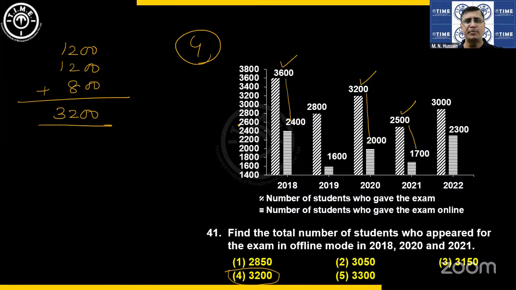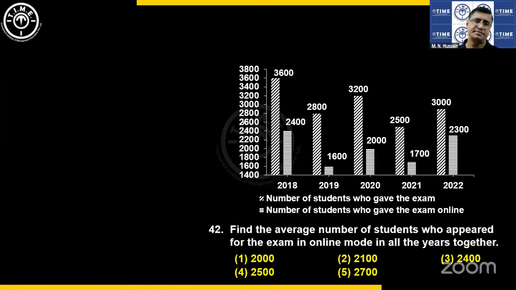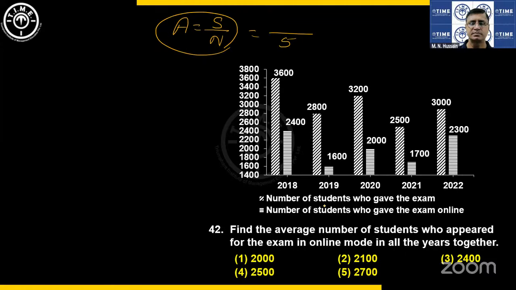Now look at the next example on your screen. Find the average number of students who appeared for the examination in online mode in all the years together. What to find? Average. Average means sum of the observations by number of observations. How many years? 5 years. The number of years is 5.